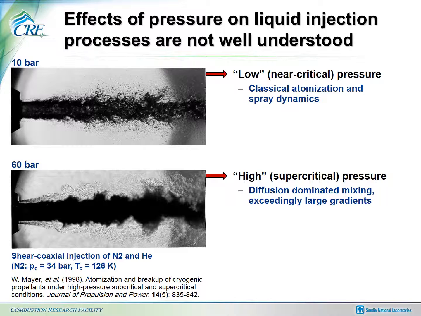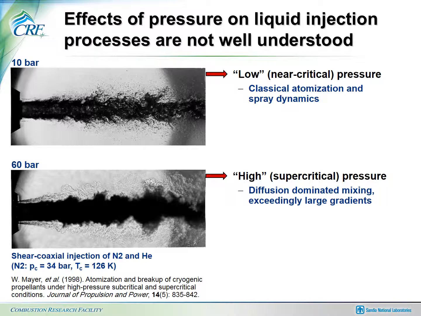The effects of pressure on liquid injection processes are really not that well understood. The two images on the left more or less highlight the key differences that occur as you go from what we might call low, near critical, and even supercritical pressures to higher supercritical pressures. What I'm showing here is a shear coaxial injector with liquid nitrogen injected at the center and surrounded by a helium injector. So it's meant to resemble something like a liquid oxygen hydrogen injection at rocket-like conditions. Of course, this is laboratory scale.